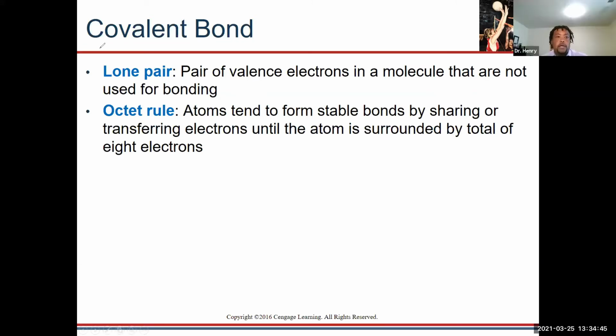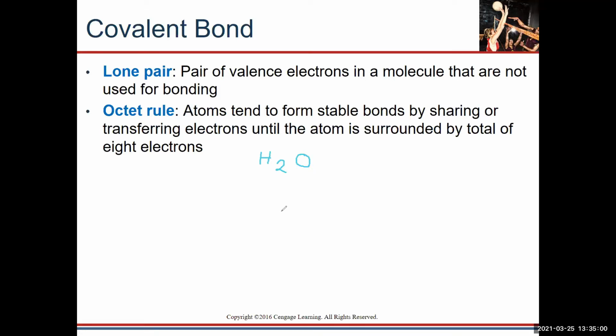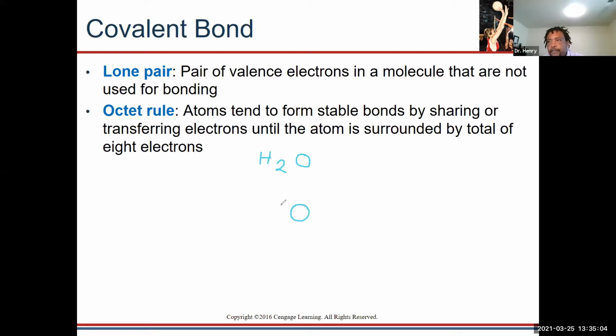We have been talking about Lewis dot structures and how to do them. I'll put a different one, let's do water. So the Lewis dot structure for water would be what? Who's going to be in the middle? It would be oxygen. And how many valence electrons does oxygen have? 6.